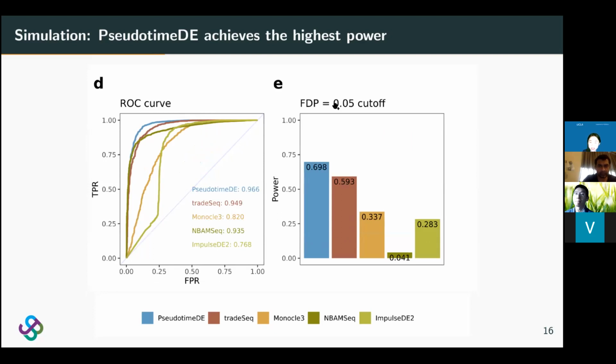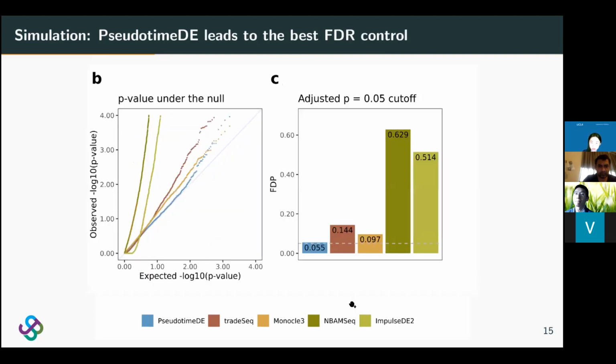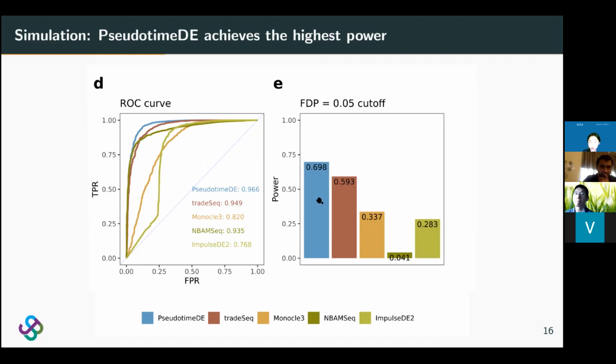Okay, and given the 5% control on the FDP, we set a cutoff on that. So basically, we are cutting every method by their actual false discovery proportion, not the nominal, because the nominal doesn't make sense since they are so off. By the actual FDP, we see that we are having the highest power, while the two bulk methods are doing the worst. That's why in our real data analysis, we excluded the two bulk methods, and only keep the comparison with tree-seq and Monocle 3.